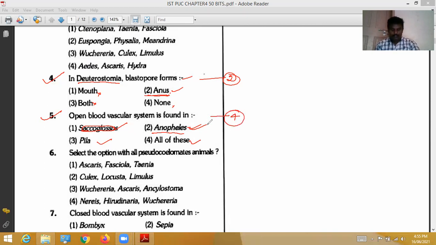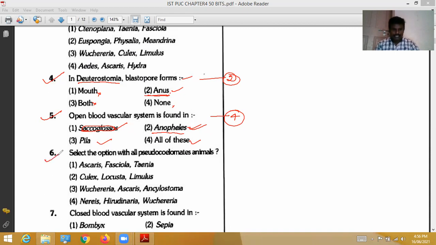In the open blood vascular system, the heart pumps blood into the hemocoel. The heart pumps blood directly into the body cavity. That is called open blood vascular system.